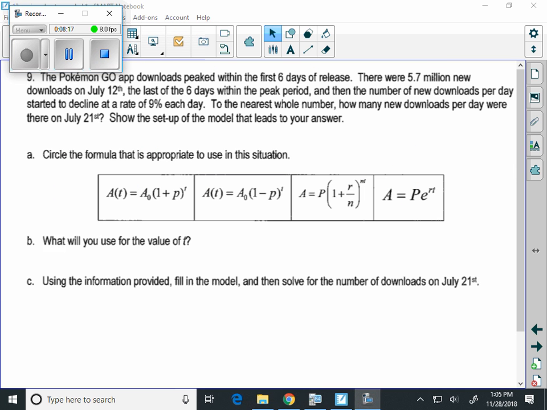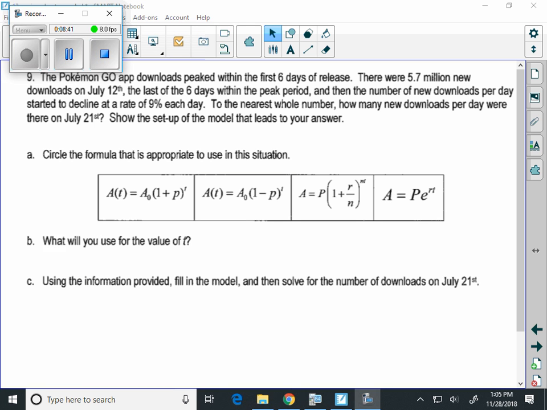The Pokemon Go app downloads peaked within the first 6 days of release. There were 5.7 million new downloads on July 12th, the last of the 6 days within the peak period, and then the number of new downloads per day started to decline at a rate of 9% each day. To the nearest whole number, how many new downloads per day were there on July 21st? Show the setup of the model that leads to your answer.